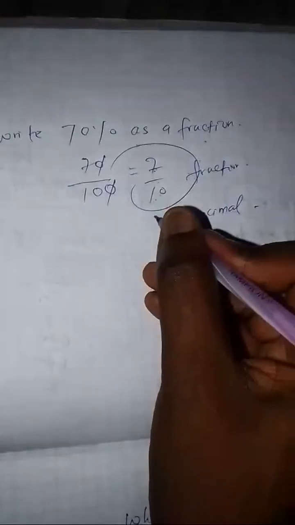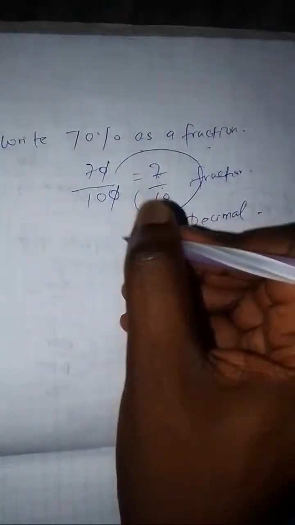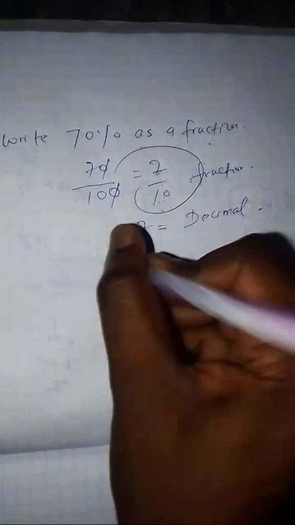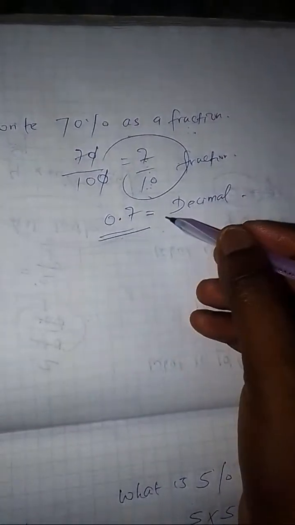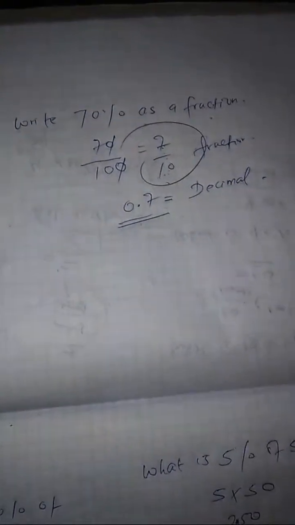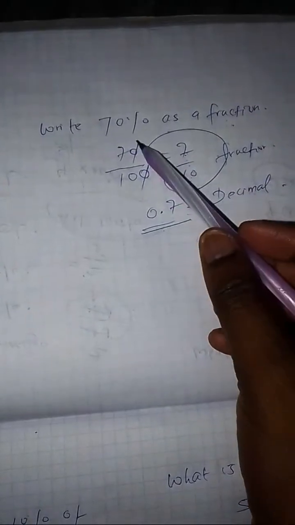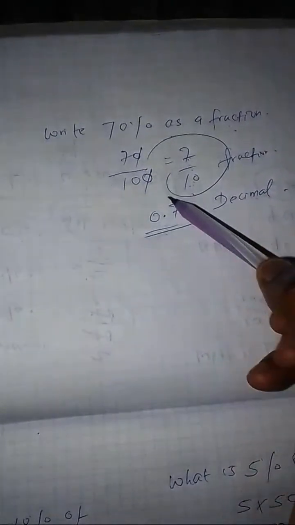So when you write it as a decimal, because this 7 over 10 has one decimal place, it shall be 0.7. So 0.7 as a decimal. It is now 0.7. So that is how we work out the percentages and the fractions.